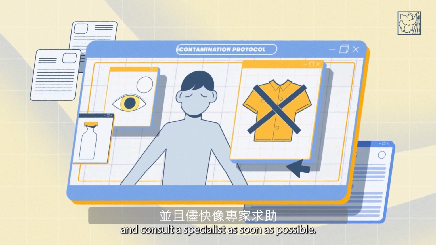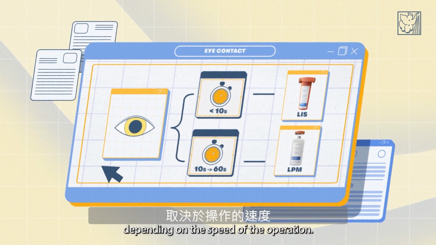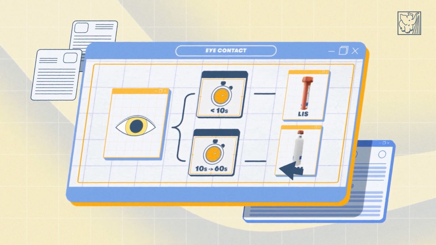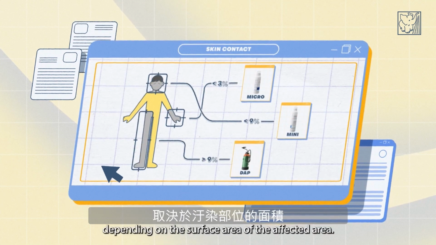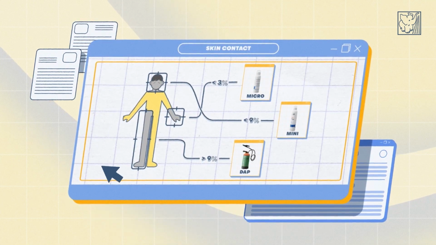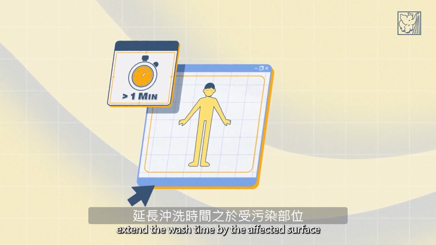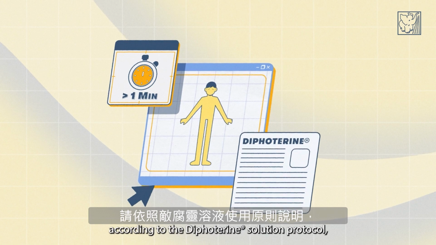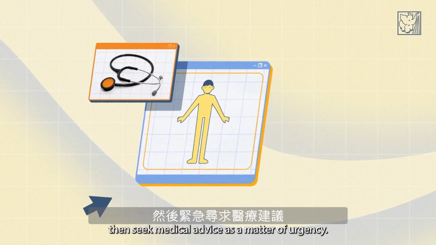and consult a specialist as soon as possible. In the event of eye contact, there are two solutions, depending on the speed of the operation. In the case of skin contact, there are 3 types of solution depending on the surface area of the affected area. If you start washing after 1 minute, extend the wash time by affected surface according to the diphoterine solution protocol. Then seek medical advice as a matter of urgency.